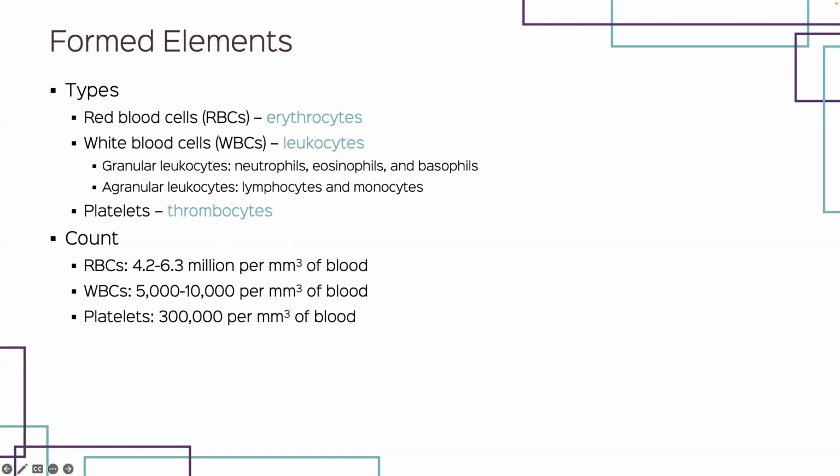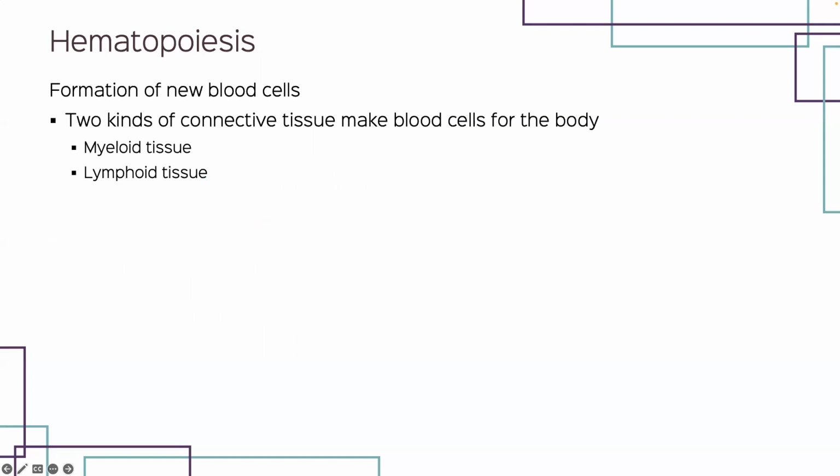Because red blood cells, white blood cells, and platelets are continually being destroyed, the body must continuously make new ones in order to take their place. You have a few million red blood cells that are manufactured every second.